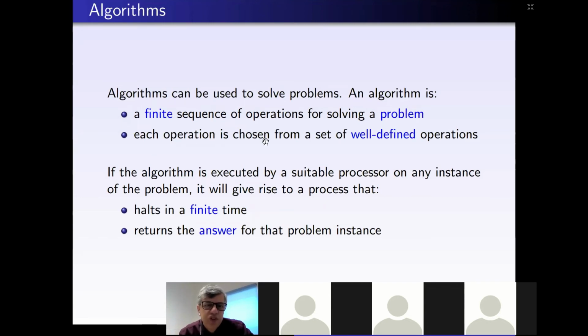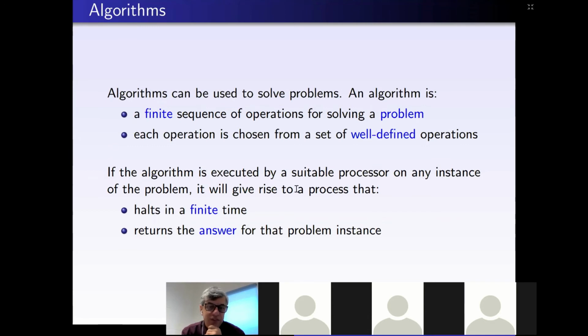And then each operation is chosen from a set of well-defined operations. That's very interesting, isn't it? So you have a finite sequence of operations to solve the problem, and each operation is from a well-defined set of operations. Okay, so that's the definition of an algorithm.